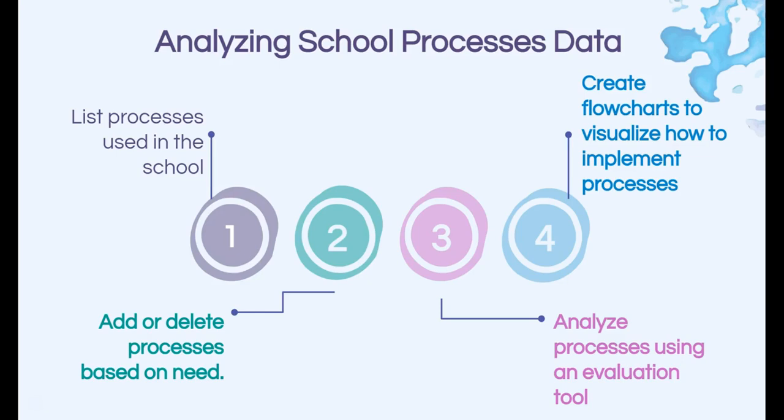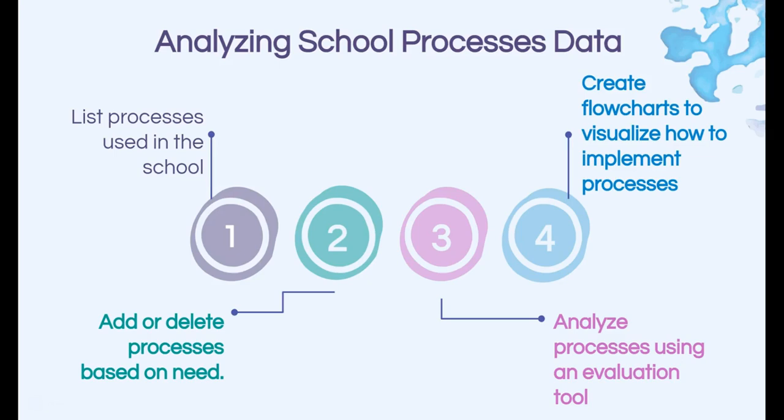When analyzing school processes data, the first thing that needs to be done is that the staff comes together to list all programs and processes currently in place at the school. Next, they take a look at that and determine what needs to be added or deleted, what stands out that is obviously missing, or is just a process that is no longer needed at the school. The third step is to analyze processes using an evaluation tool. An example is available in the Bernhardt book.